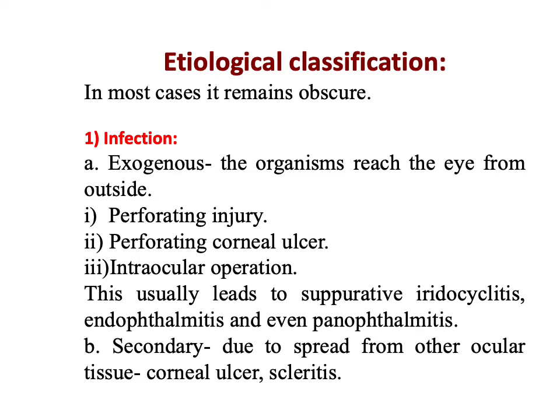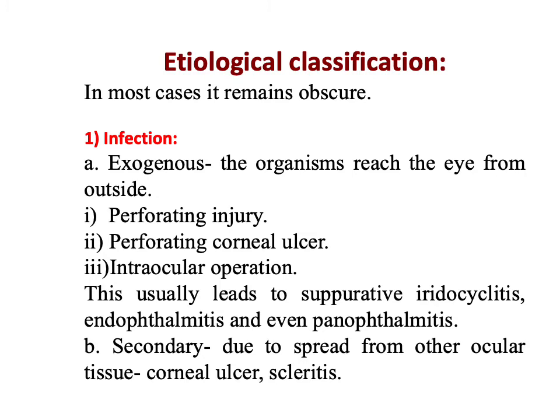Another classification of uveitis is due to the cause of uveitis; it is the etiological classification. In most cases, the cause remains obscure. The etiology may be infection. This infection may be exogenous: the organism reaches the eye from the outside after a perforating injury, perforating corneal ulcer, or intraocular operation. This usually leads to suppurative iridocyclitis, endophthalmitis, and even panophthalmitis.